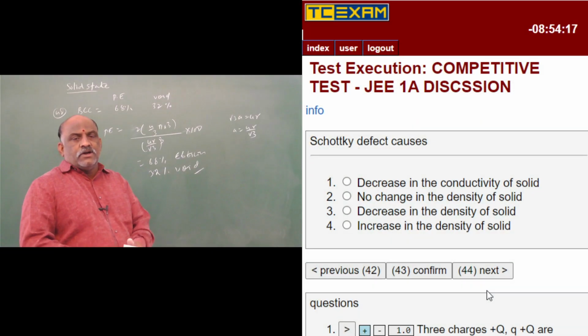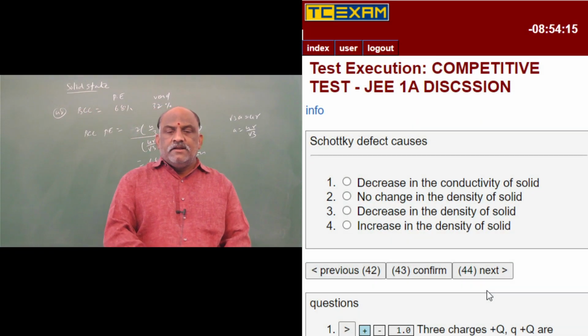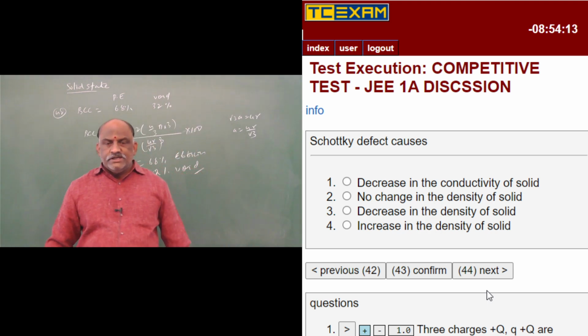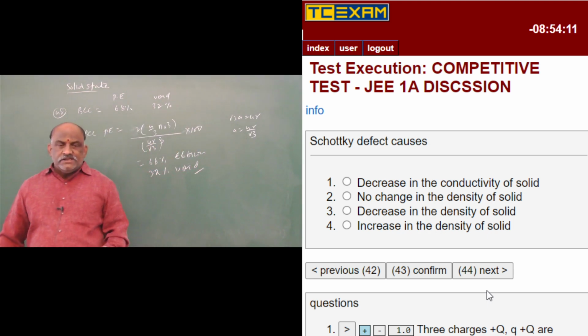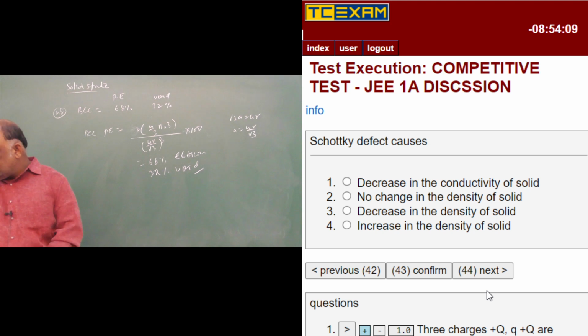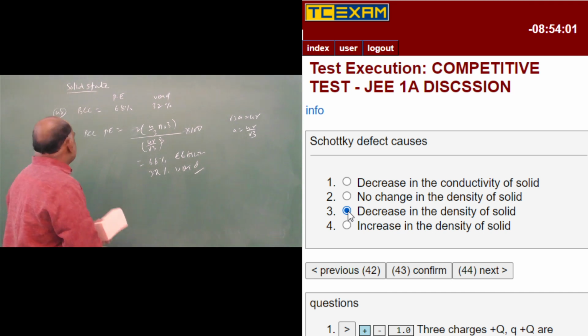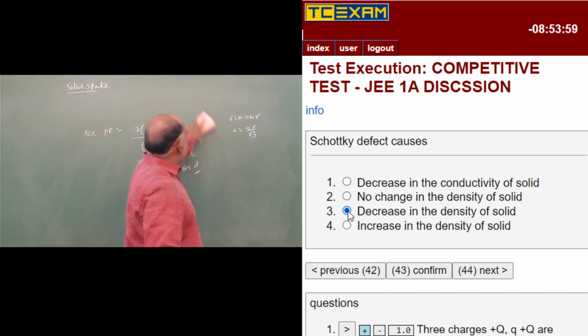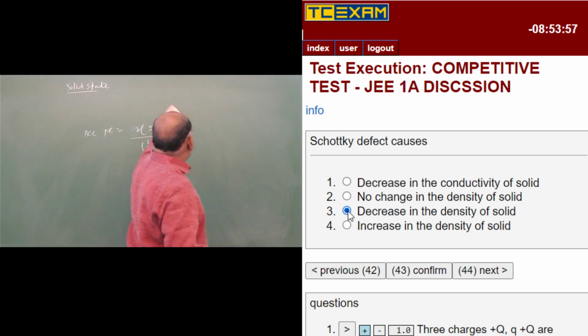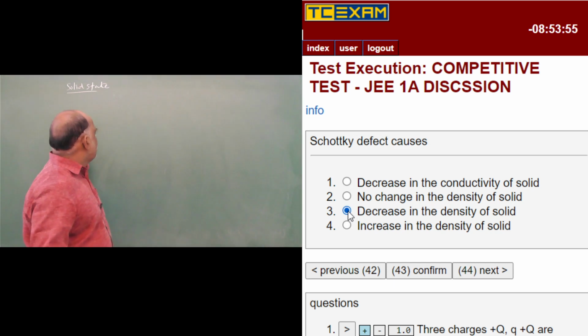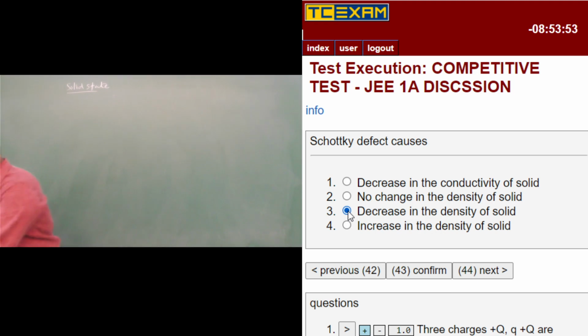Direct. Schottky defect causes decrease in the conductivity of solid, no change in the density of solid, decrease in the density of solid, increase in the density of solid. So it is a direct question. Schottky defect is a decrease in the density of the solid because of missing of equal number of cations and anions. Missing of equal number of cations and anions, that is a Schottky defect. In this Schottky defect, density will decrease.